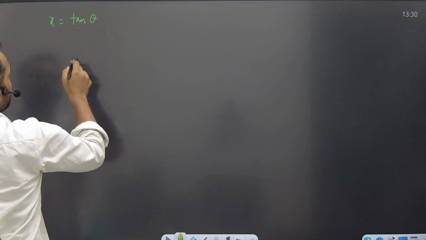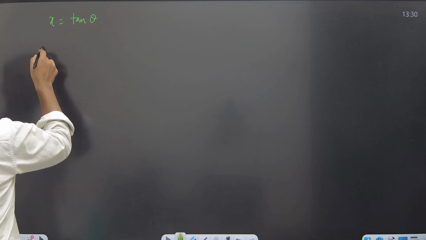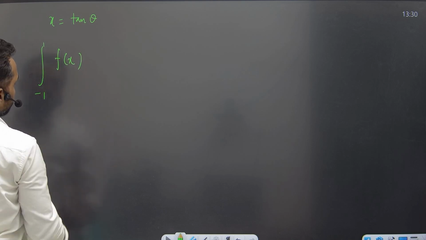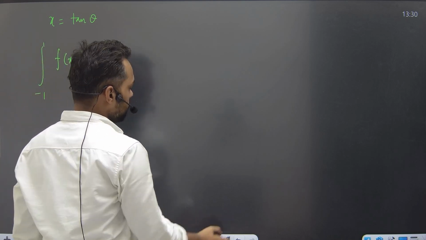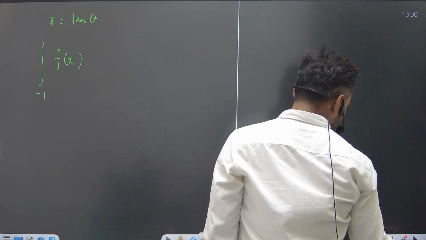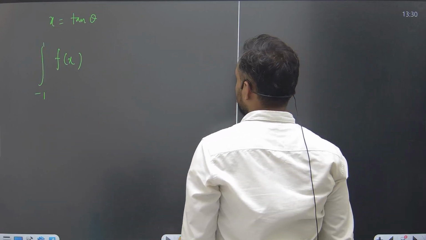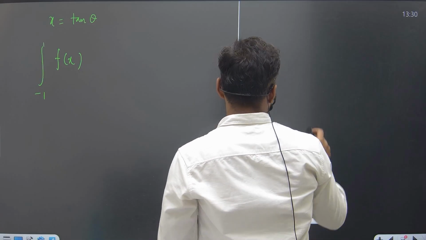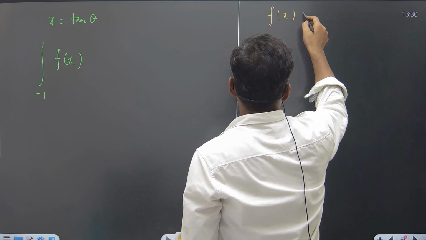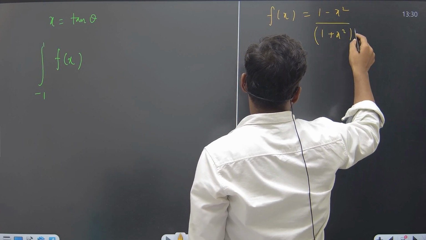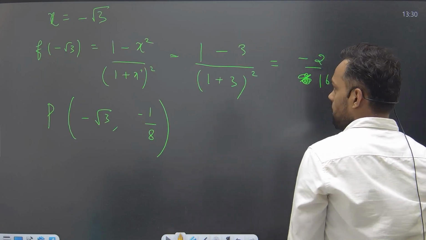X is equal to tan theta, and we are integrating from minus 1 to 1 of f(x). What was the function of x, student? First we will write the function of x. The function of x was (1 minus x square) upon (1 plus x square) raised to the power 2. This was the function of x.